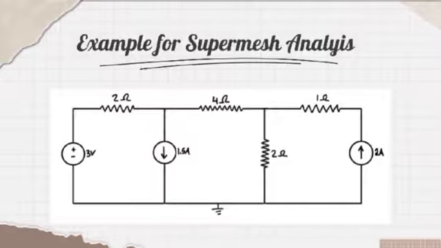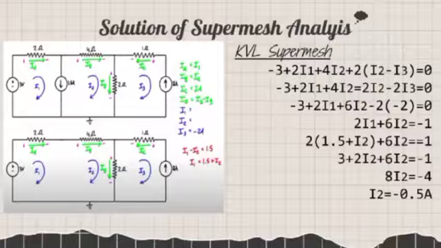Alright, we will solve the super mesh example question. How to solve that example question? First, we need to see whether the circuit is a super mesh or not. We can see that the circuit has two meshes that have the same current source, so it is a super mesh. So we use super mesh analysis to solve this example question. We redraw the circuit using super mesh analysis.